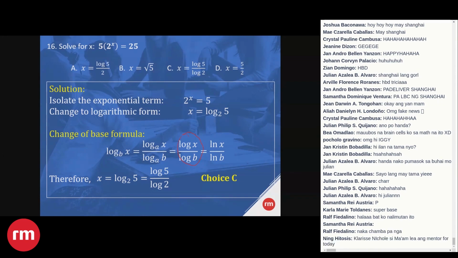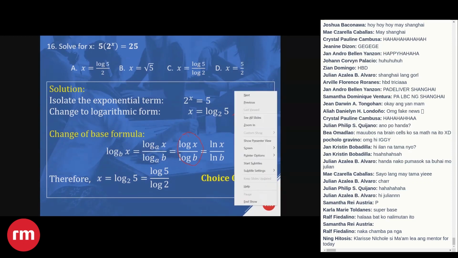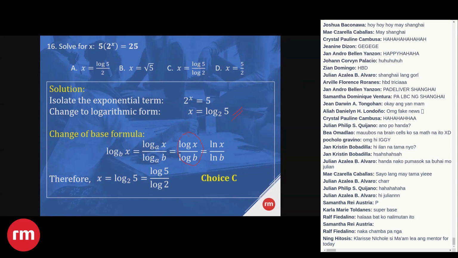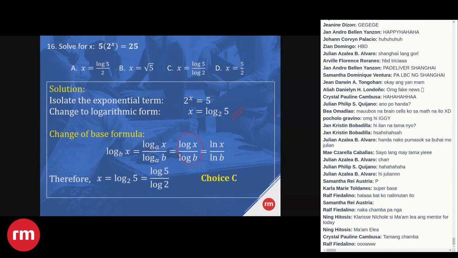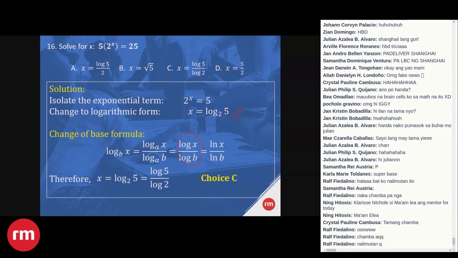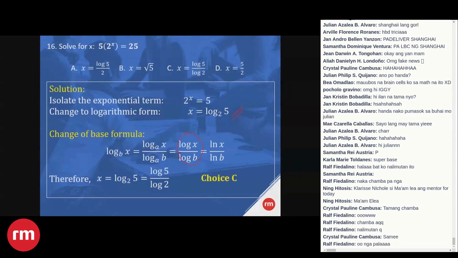Okay? So, ang ginawa natin dito ay divide both sides of the equation by 5, transform to get the value of x. But since our choices don't have that value, you have to employ the change of base formula to change the logarithm to the base 2 into logarithm of base 10. So that's why you have log 5 over log 2. Okay? So this is recalling the change of base formula.